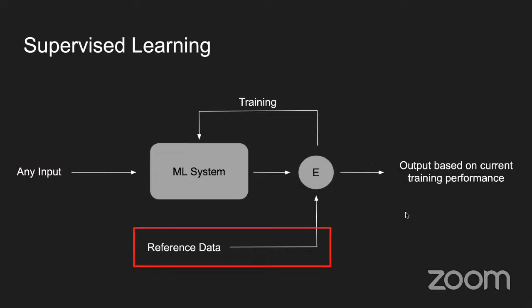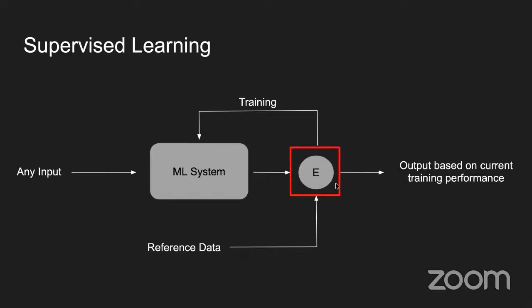So what that means is we're combining the input data with the reference data. And when we combine this, it goes to an error function that we see here. This error function is essentially comparing any input that you have in the ML system with the reference data that you have to get your error function. And this error function then allows for training to be conducted for your machine learning model.